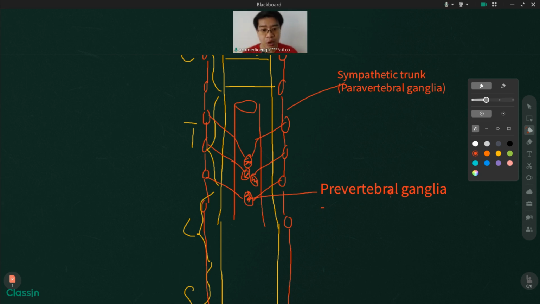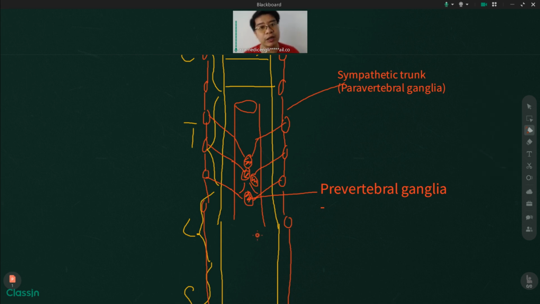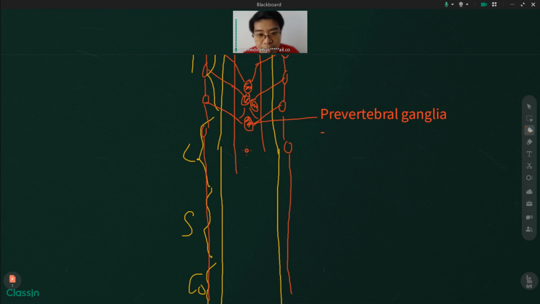Now, for these prevertebral ganglia, some of them will be very close to the celiac trunk. Some of them will be close to the superior mesenteric artery. They will be coming from, for example, these branches here. These branches here are going to get the branches to these prevertebral ganglia that are very close to the superior mesenteric artery. And then finally, you will also have these ganglia here, also have branches from here that are very close to the inferior mesenteric artery.